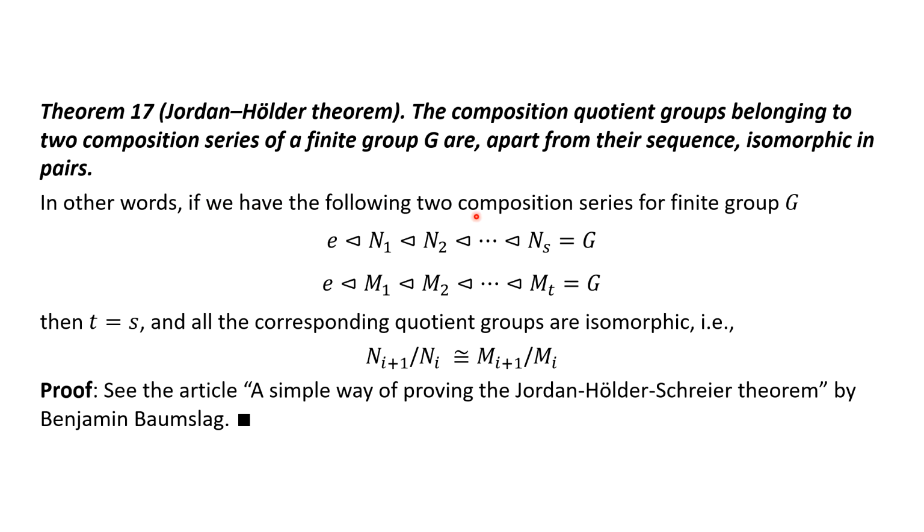So in other words, if we have the following two composition series for finite group G, so we talked about this on the previous slide, these are all normal subgroups of G, and each one of these is a normal subgroup of the next one. So if we have two of these, then T equals S, you have the same number of them, and all corresponding quotient groups are isomorphic. So N sub i plus 1 slash N sub i is isomorphic to M sub i plus 1 slash M sub i. And the proof is not simple.